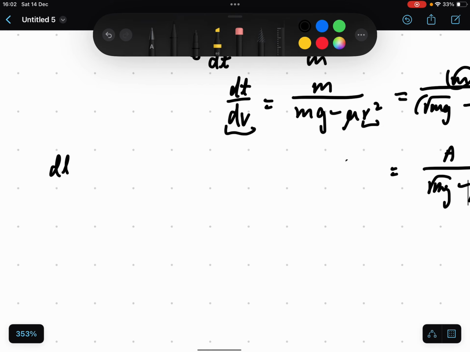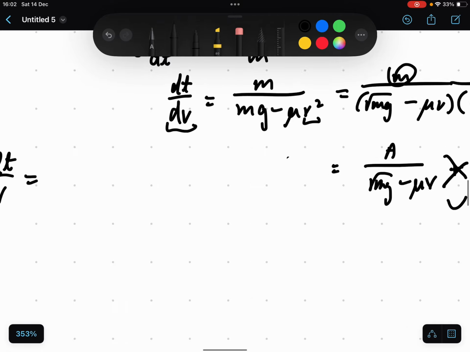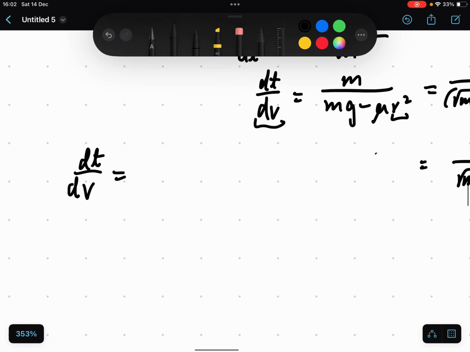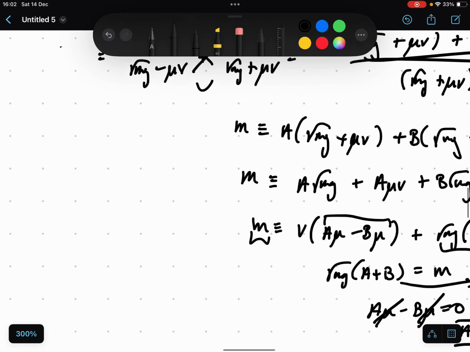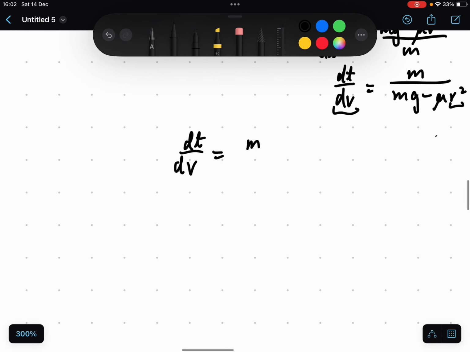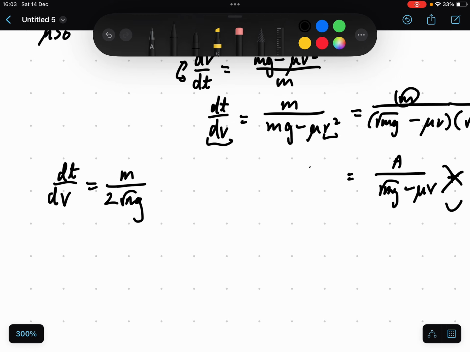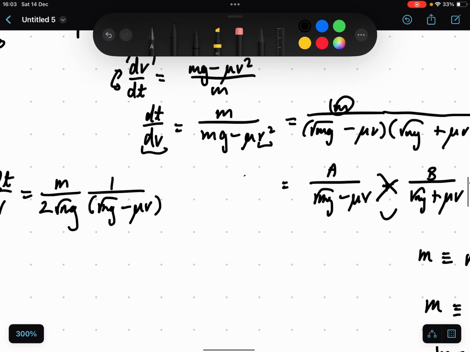So we know that dt over dv now is equal to, what was it again? There it is, m over 2 root mg. There we go. And then we're going to write this as 1 over root mg minus mu v plus m over 2 root mg, 1 over root mg plus mu v.